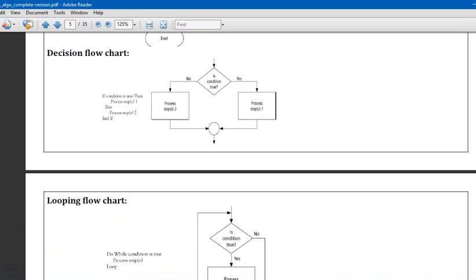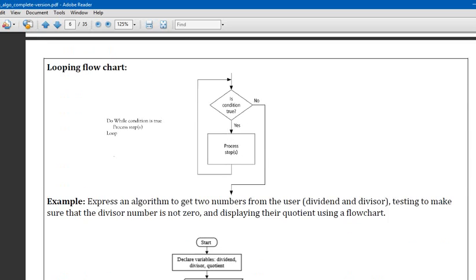This one is a decision flowchart. In this, for the no condition, you will go to this process, and for the yes condition, you will go to this process. And after that, here is a connector to link two processes. Looping flowchart. Here we are checking the condition. If it is yes, it goes to the process and does the same again. If the condition is no, then it will break and go out.